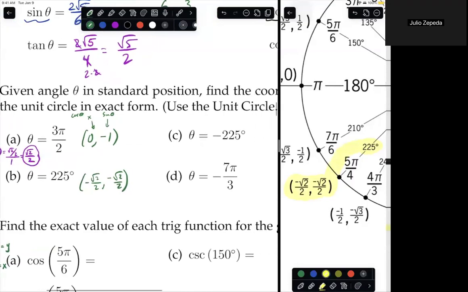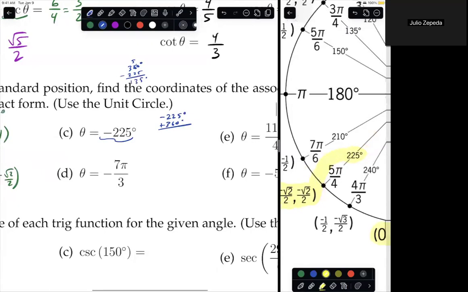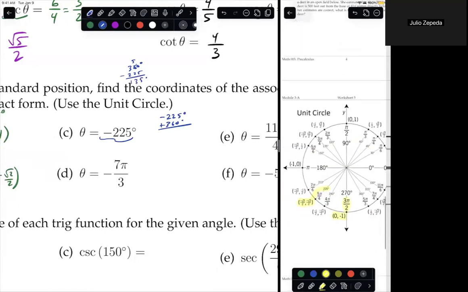So next, negative 225 degrees. Well, that is going to be coterminal with... if I add 360 to negative 225, that's going to give me a coterminal angle. And so I need to do a little bit of arithmetic here. 360 minus 225, that is going to be 135 degrees. So keep in mind that we have negative 225 degrees, so that is going to be coterminal with 135 degrees.